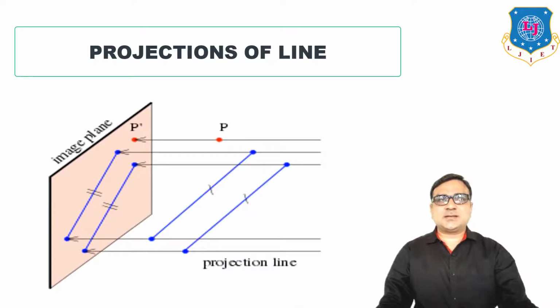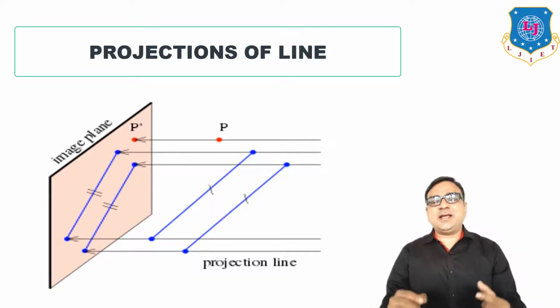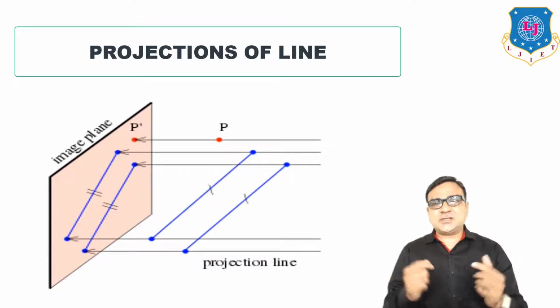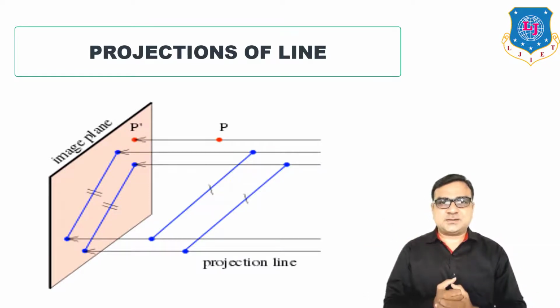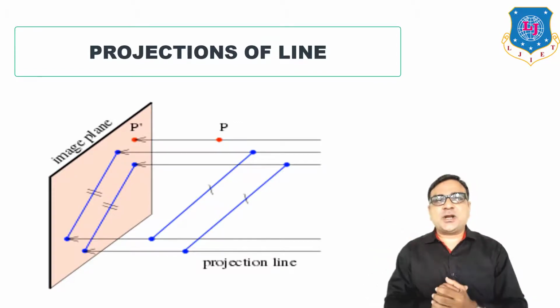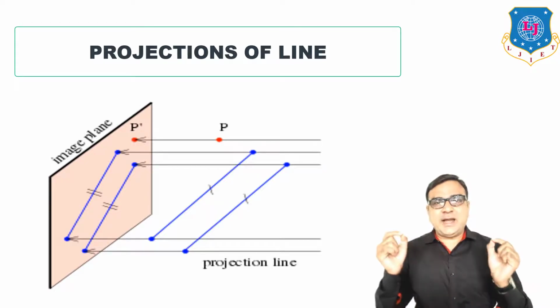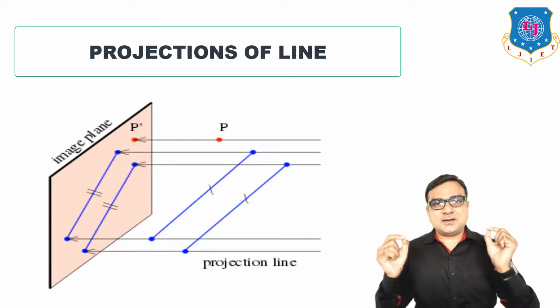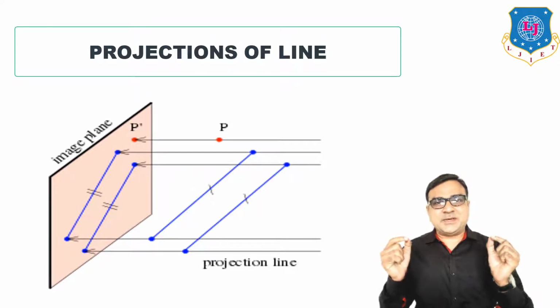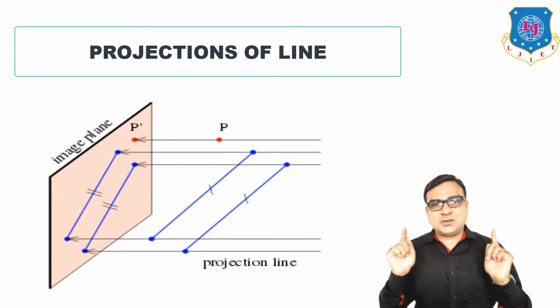So in this lecture, we will discuss the orthographic projection of a straight line. Actually, a line has two ends, and between these two ends there are a number of points. But we are not interested in projecting all these points between the two ends, but we are considering only the end points of the line. For example, line AB means A and B are two end points, and we will do the projection of those two points only.